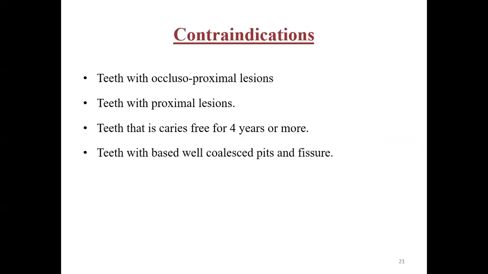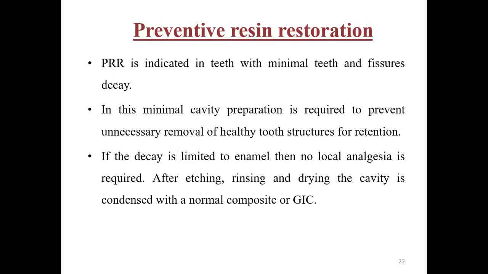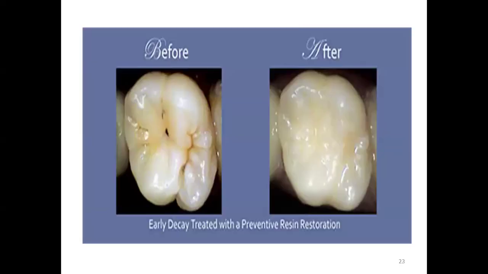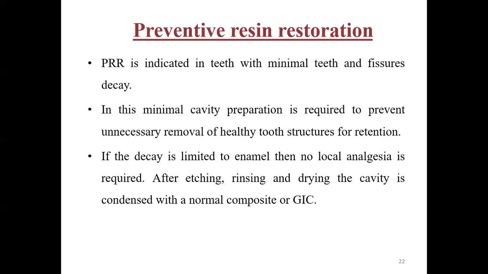Contraindications for the pit and fissure sealant include teeth with occlusoproximal lesions, teeth with proximal lesions, teeth that have been caries free for 4 years or more, and teeth with well-coalesced pits and fissures. So these are the contraindications for the pit and fissure sealant.